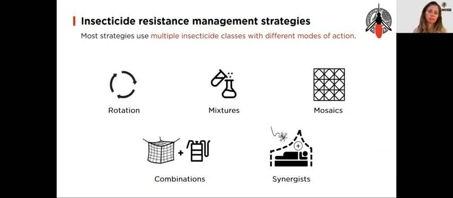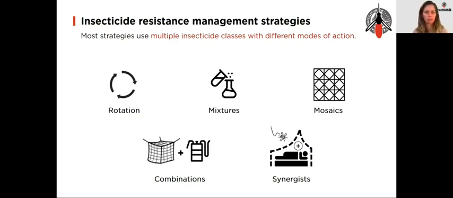So there are a number of different strategies that could be used for IRM. And most rely on using multiple classes of insecticides with different modes of action. So the rationale is that the mosquitoes could develop resistance to one of those modes of action, but then they would be very quickly exposed to the other mode of action and potentially killed.